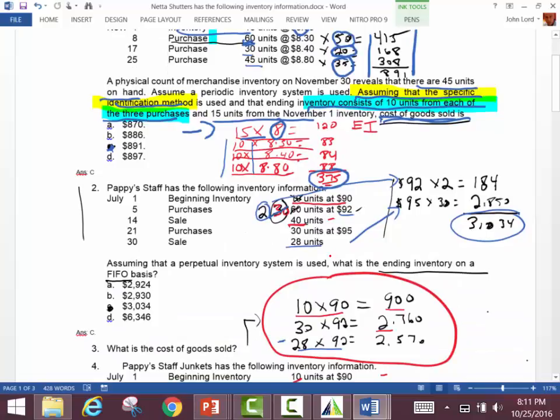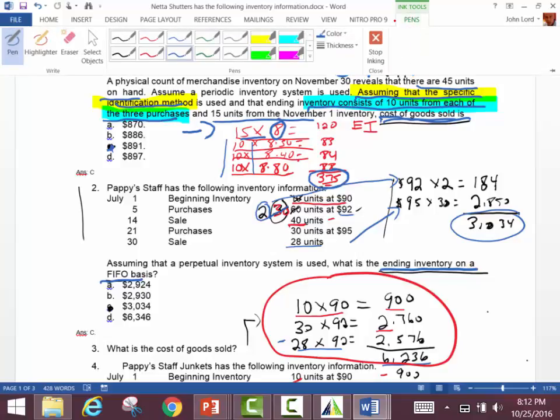Okay, good. Now the company uses FIFO, and they want us to do what? Ending inventory, and they tell us what they bought and then what they sold, right? Okay, let me erase some of this if I can. Will it let me erase it? I don't think it will.